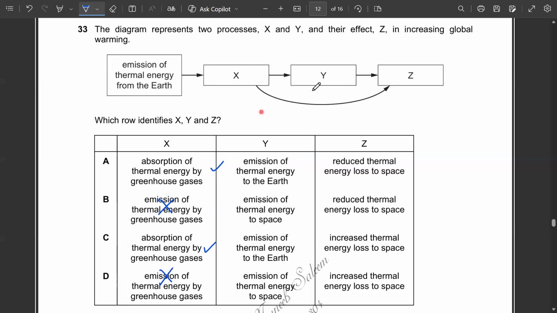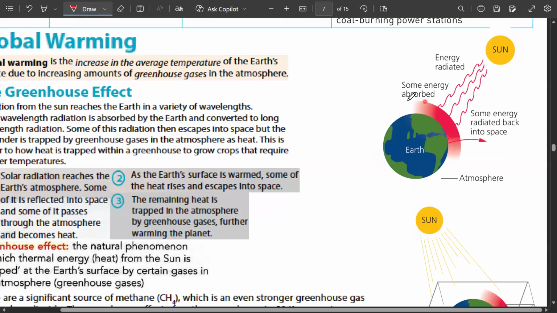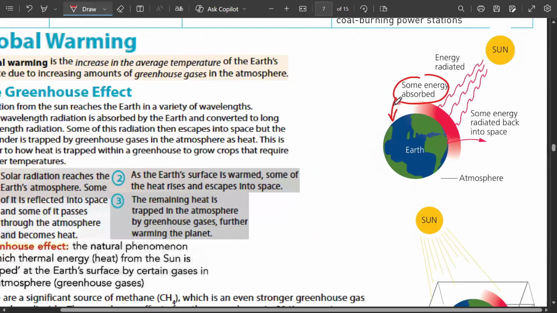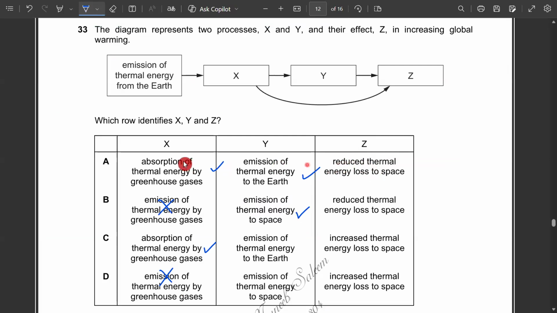Then Y is just after X, emission of thermal energy. So when the energy is absorbed by the gases over here, definitely that energy can go to the earth and it can go to the space. Both are possibilities over here. So emission of thermal energy to the earth and emission of thermal energy to the space, both combinations are possible from here.